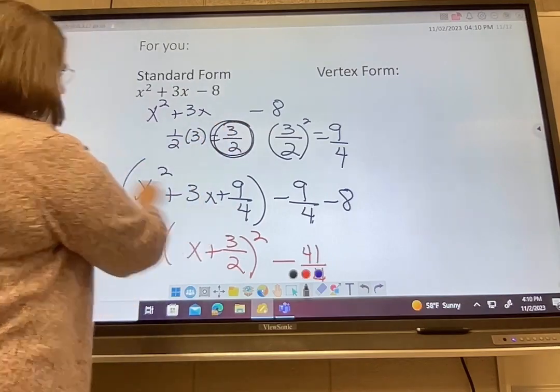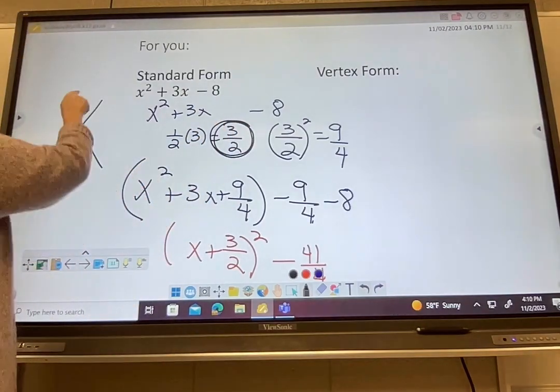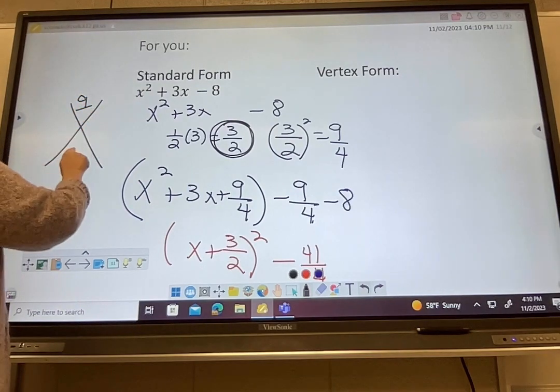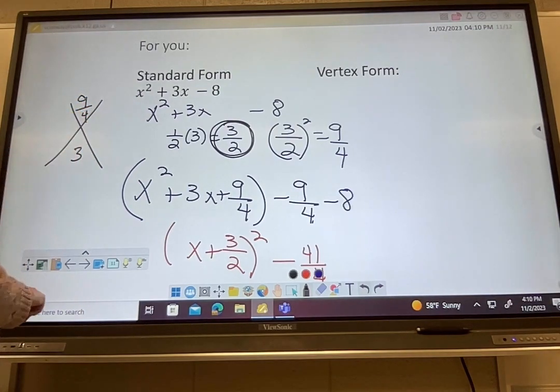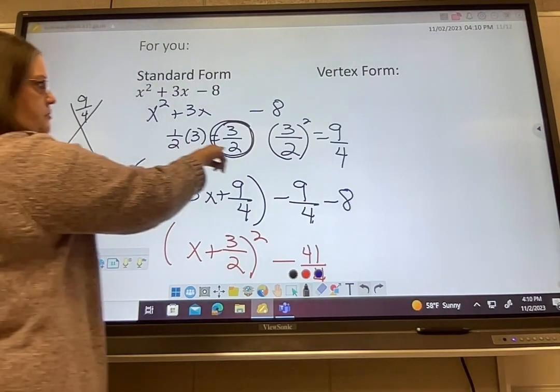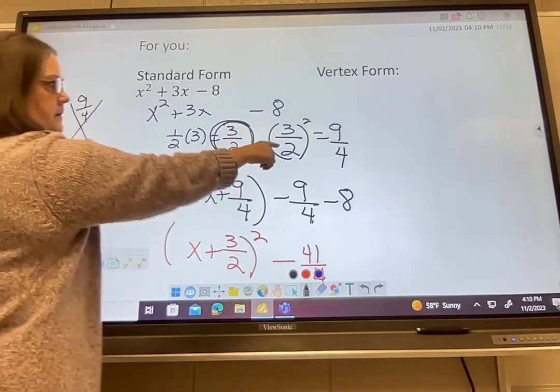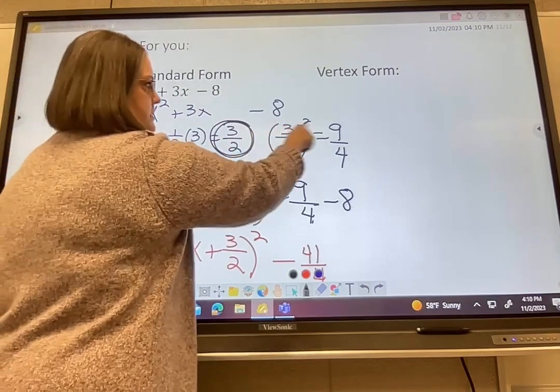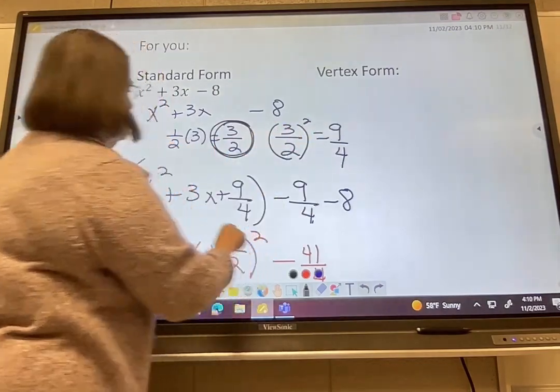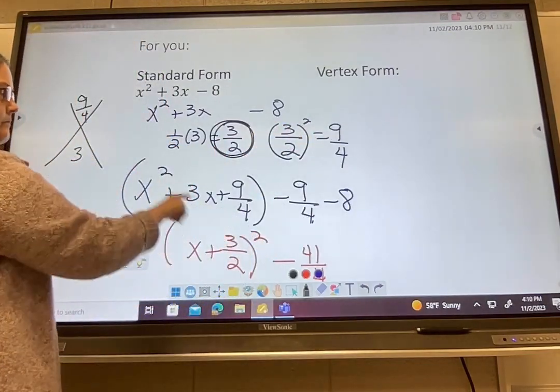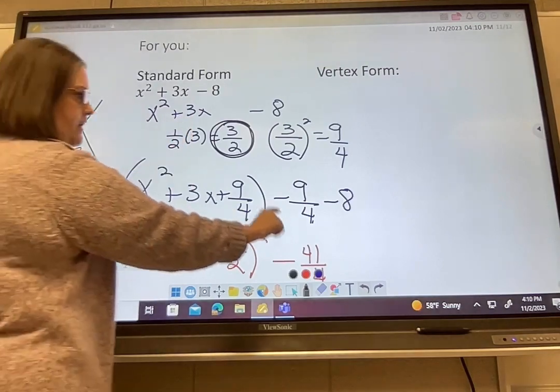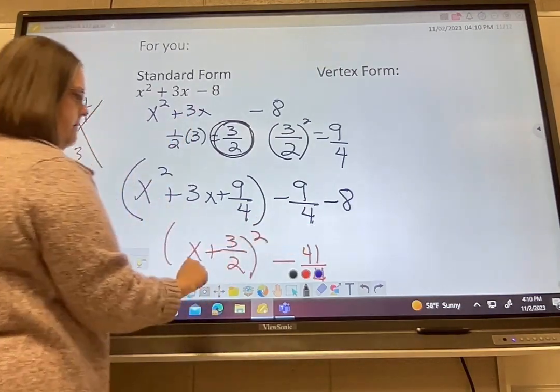Who wants to put this in an x and write 9 over 4 here and 3 here and figure that out? I don't, and I don't think you do either. So if you can just remember what this is, you're good. Then you square this. 3 squared is 9, 2 squared is 4. You add that here with this, and you take it away here, okay?